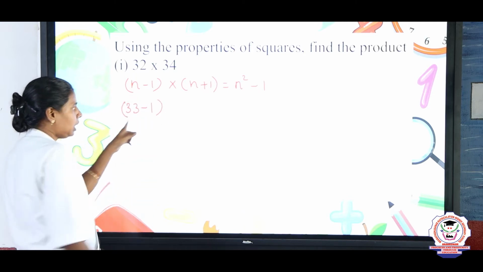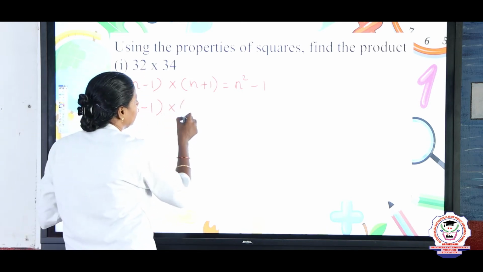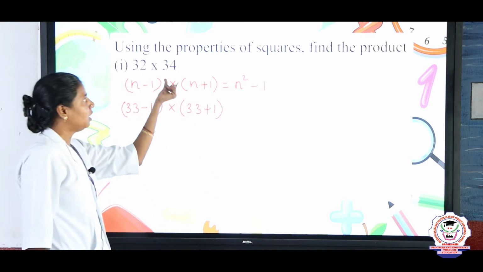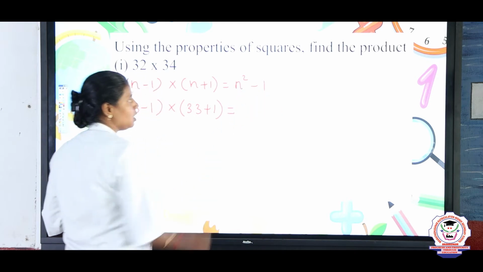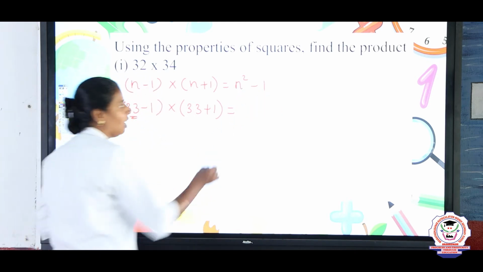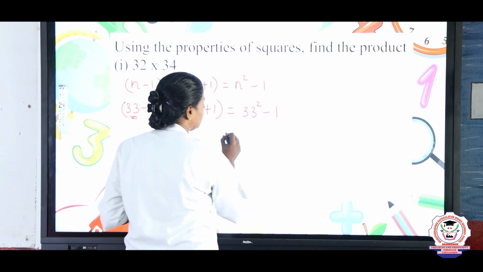33 minus 1. What is the value of 33 minus 1? Which is 32. And 33 plus 1. What is 33 plus 1? 34. So, this is equal to n square minus 1. What is the n value here? 33 is the n value. So, 33 square minus 1. That is all.